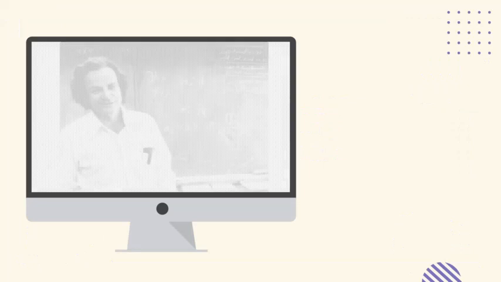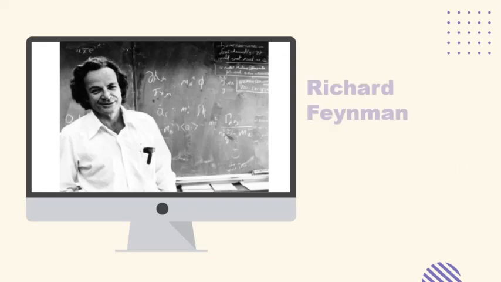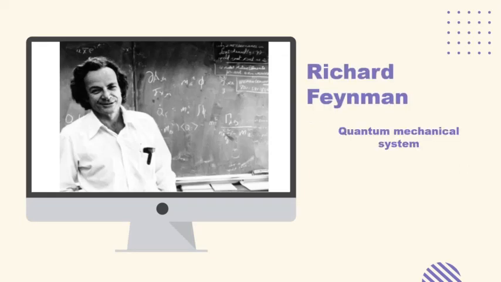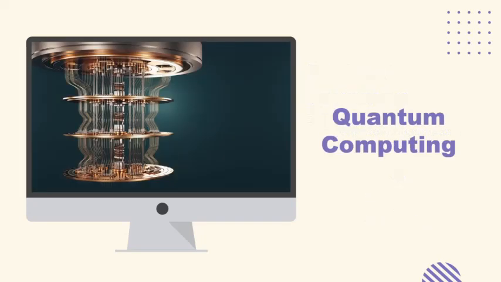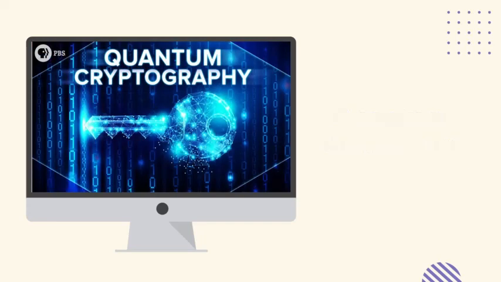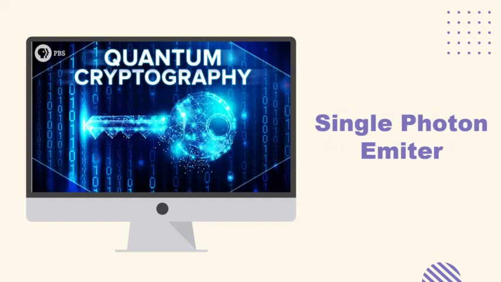In 1982, Richard Feynman suggested that a quantum mechanical system could be used to simulate and calculate. It is the start of quantum computing. Since then, theoretical study of quantum computing was carried out over the next 10 years, and quantum teleportation and quantum cryptography were developed. The fundamental ingredients needed to make quantum cryptography work, single photon emitters, are discussed.